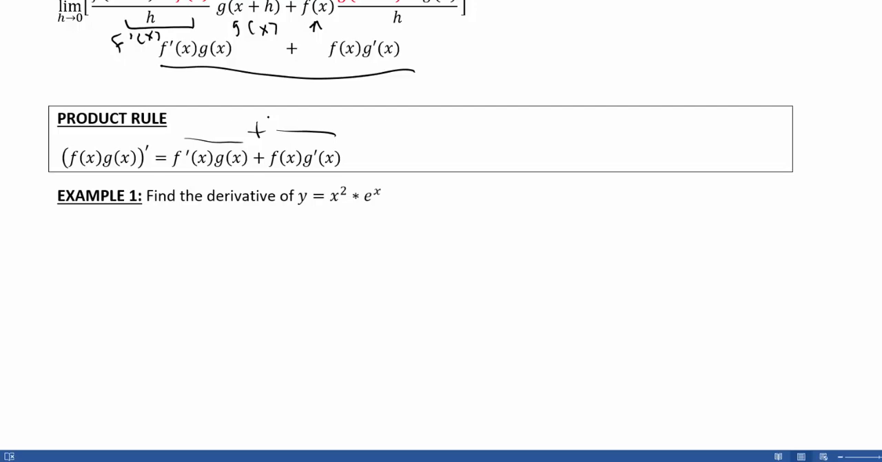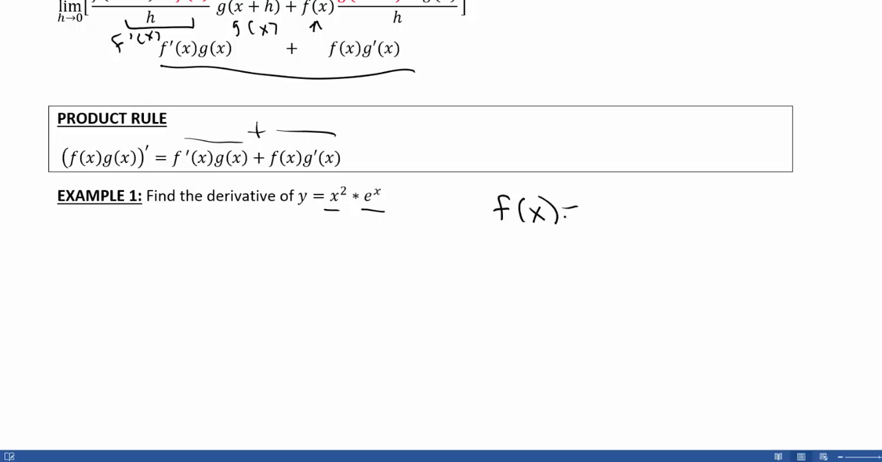So let's take a look at how this works. Example 1. Find the derivative of y equals x squared times e to the x. So here we see that we have two functions multiplied together. So since they are multiplied together, I know that I have to use the product rule. So I'm going to do my work on the side because in order to use the product rule, I need to separate out my functions and find each of their derivatives.